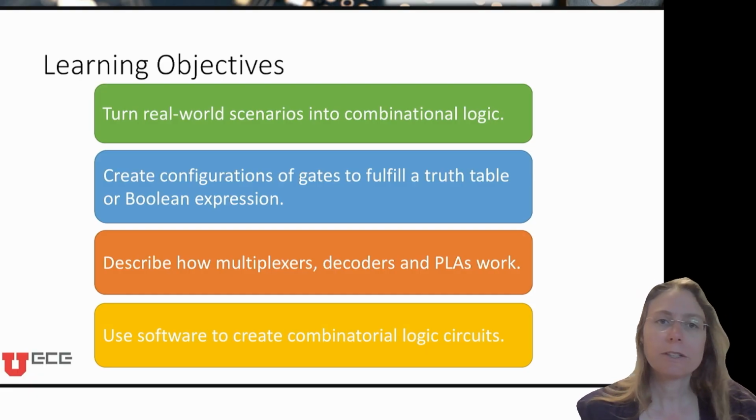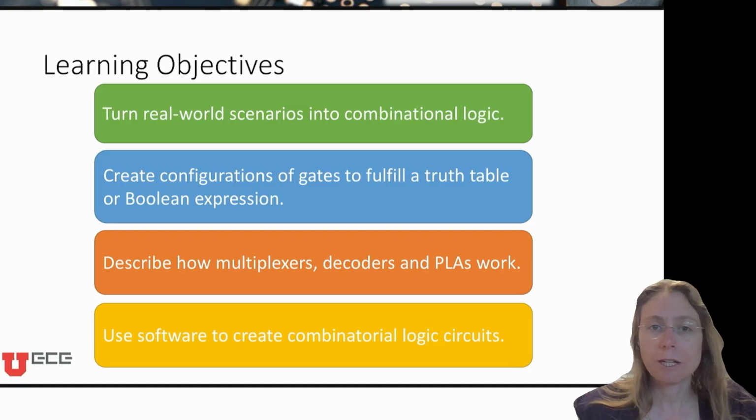Today we are going to learn how to turn real-world scenarios into combinational logic, and combinational logic just means creating a network of gates to represent the output we want. And we're going to learn how to do that given a Boolean expression or given a truth table, how to turn either of those into a network of logic gates. And then finally, we'll talk about multiplexers, decoders, and PLAs, and that may be in a separate video.